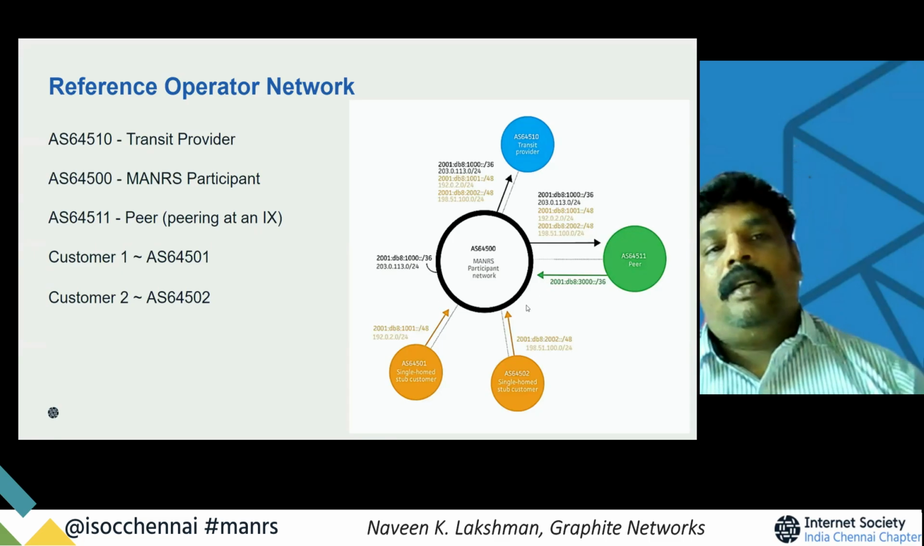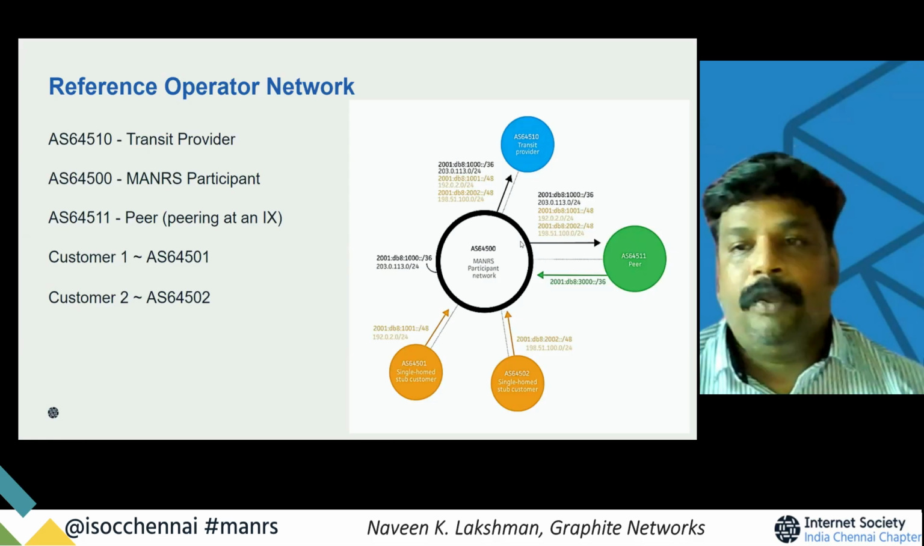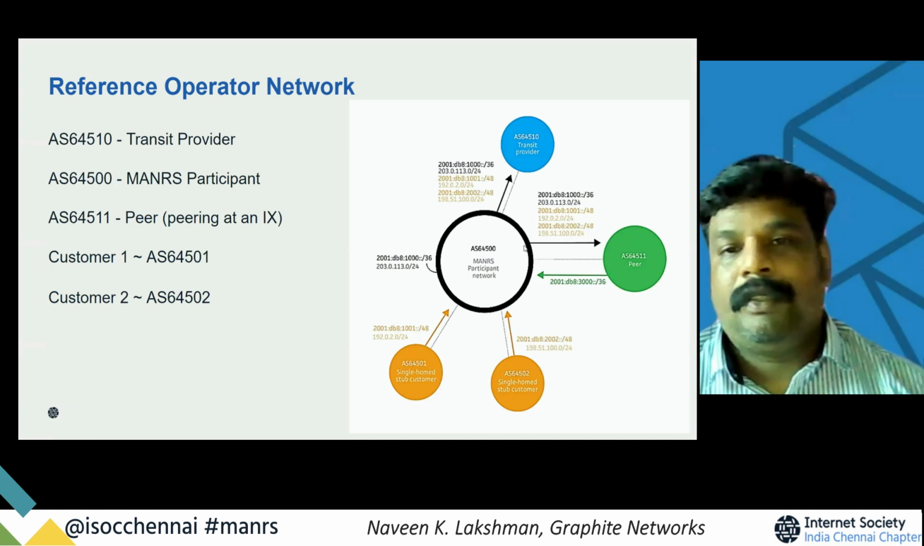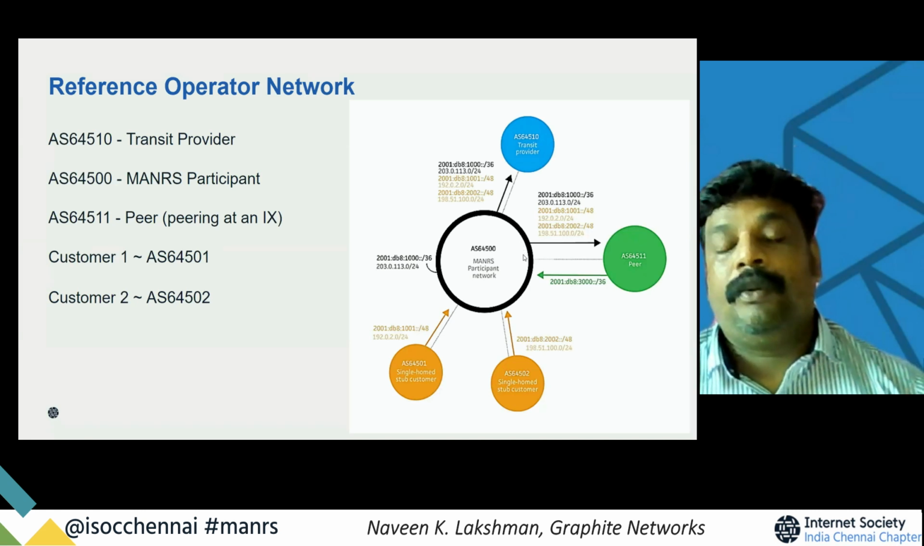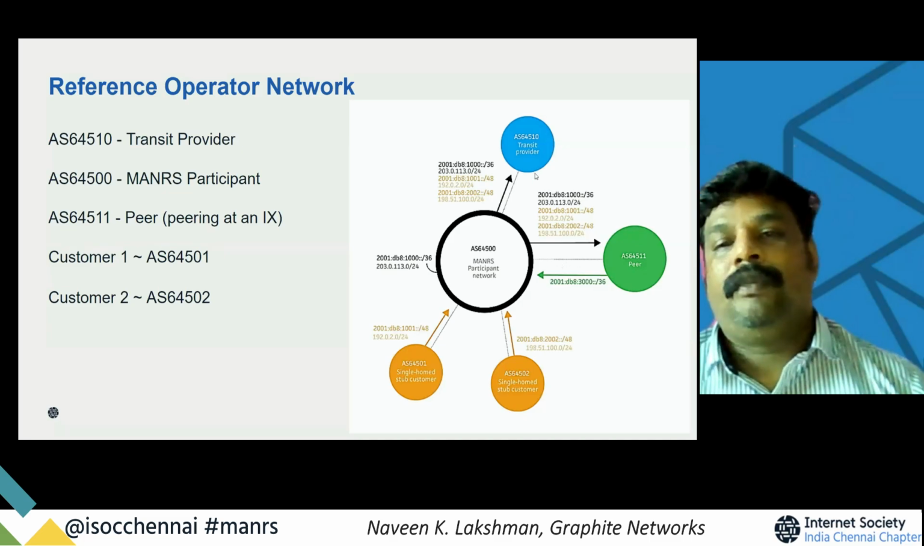The reference operator network infrastructure is dual stack. Dual stack meaning that you have IPv4 and IPv6. So you are originating or announcing IPv4 and IPv6 to the transit and to the peer as well. Okay, fine.